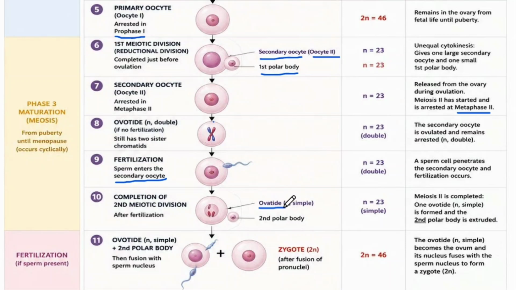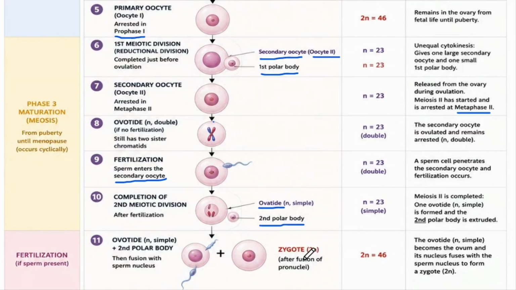The secondary oocyte then divides into the ovatid and the second, or secondary, polar body. The mature ovum contains 23 chromosomes, which means n, with one chromatid per chromosome.